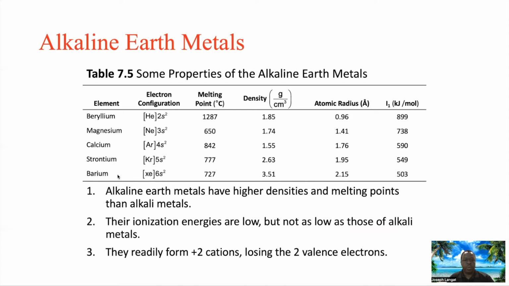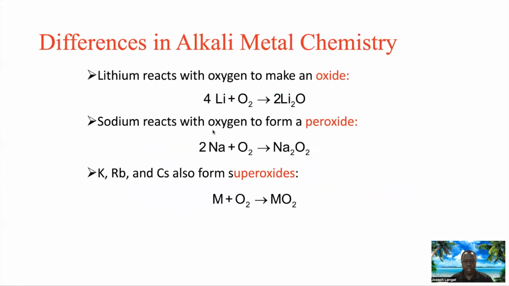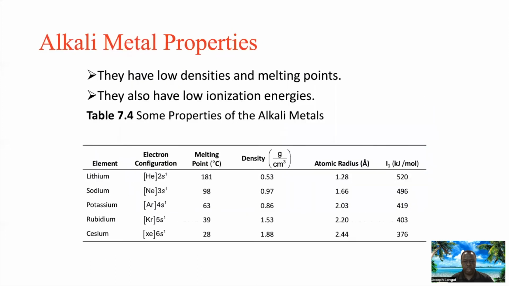So what do we know as far as alkaline earth metals? Take home message here is alkaline earth metals have higher densities and melting points than alkali metals. So if you compare the melting point here and the melting point here, all right, look at the melting point. This is way low.